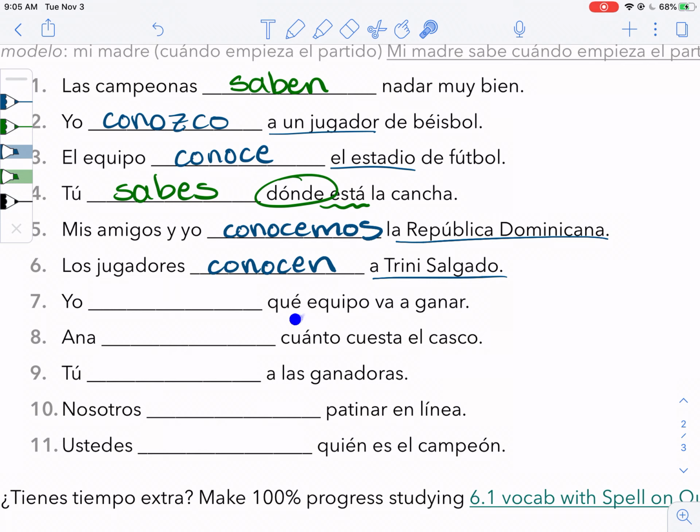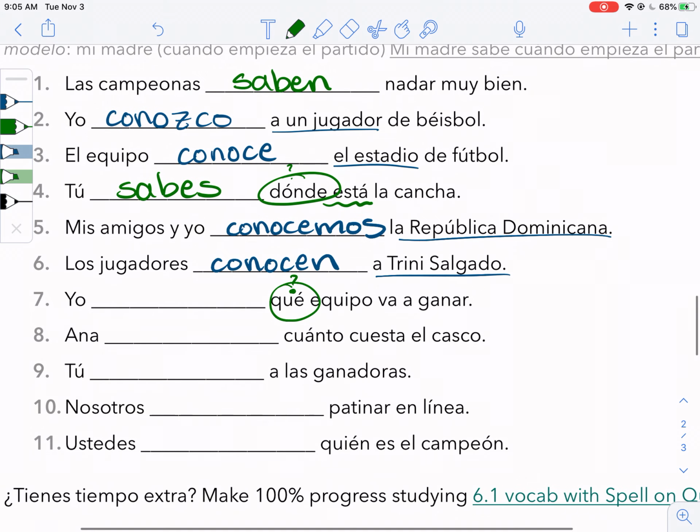Y yo, ¿qué equipo va a ganar? I know which team is going to win. Your hint here, ¿dónde and qué are question words. So right now they're acting as subordinating conjunctions. They're question words. So that's a fact, I know, or information. That's a piece of information. So yo sé what team is going to win.